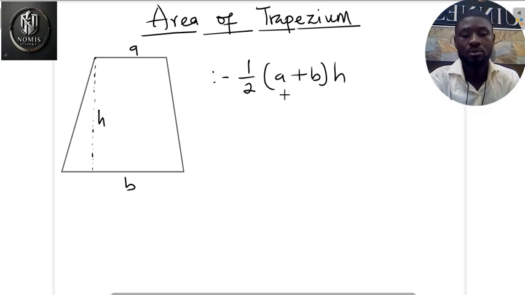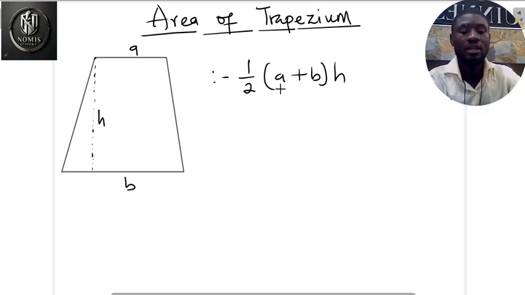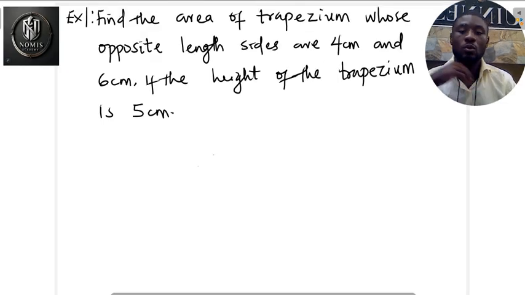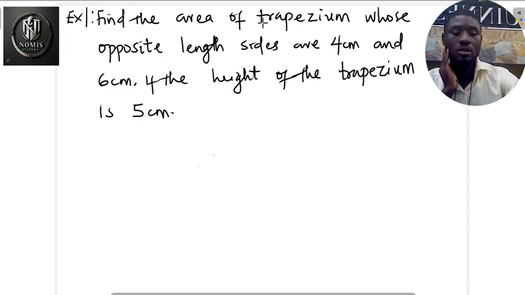Let's take an example to see how to find the area of trapezium. Example number 1. This example says find the area of trapezium whose opposite length sides are 4 cm and 6 cm if the height of the trapezium is 5 cm. So this is as simple and clear as just using the formula to calculate using the parameters given in the question. So let's go with the formula.